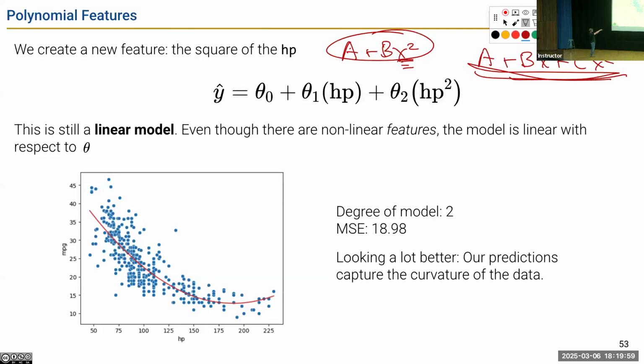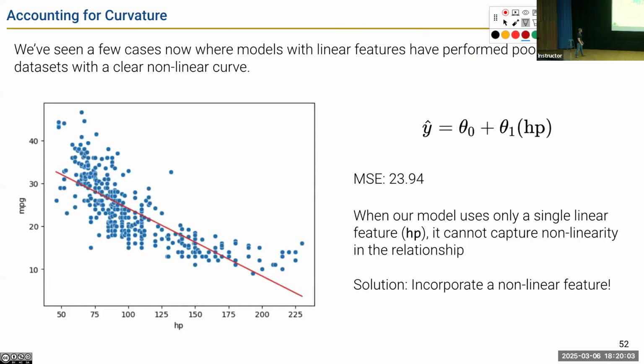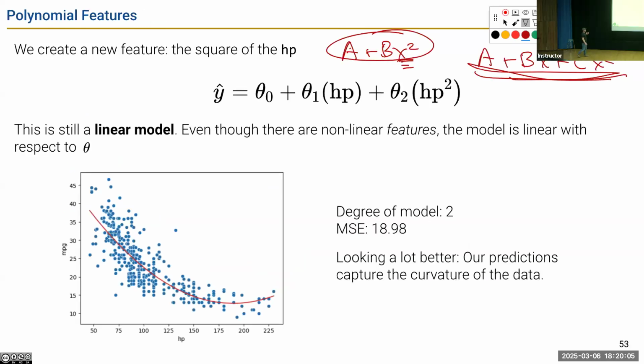And notice our mean squared error went down substantially. Before it was 24, now it's 19. That seems good. We're fitting points closer to our data set.